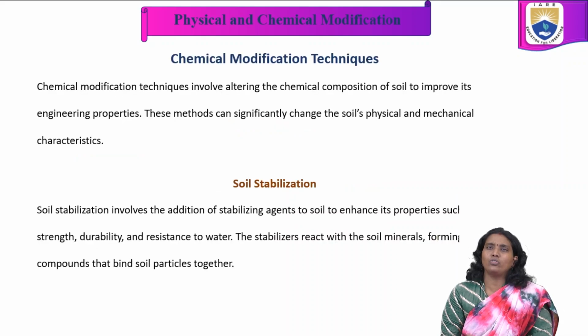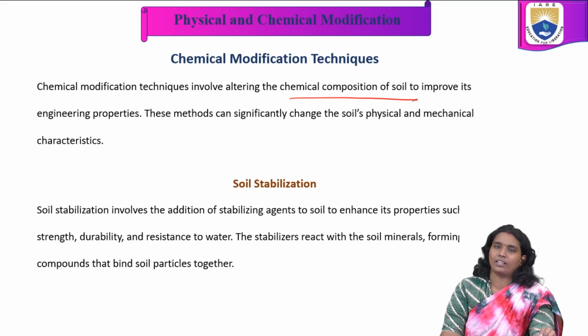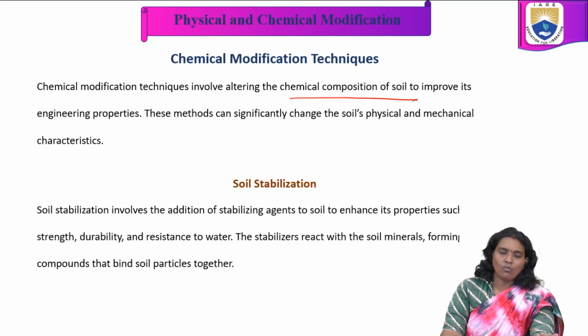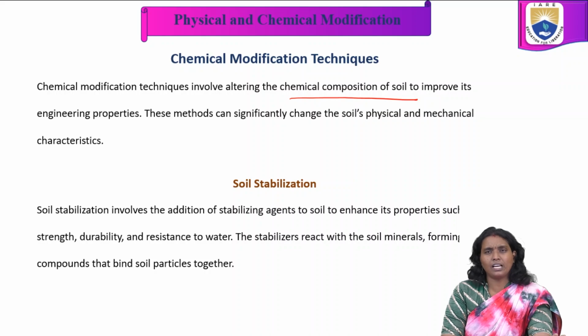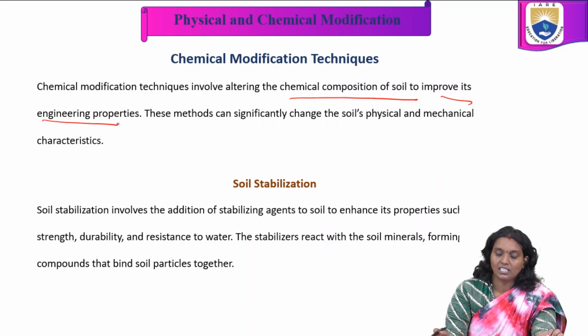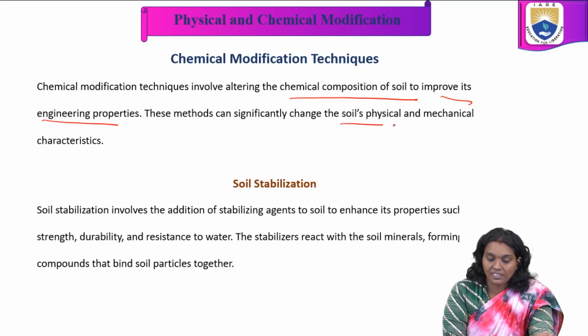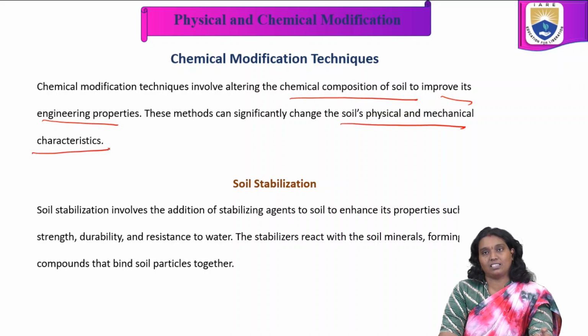Now let us move on to the chemical modification techniques. This involves altering the chemical composition of the soil. So till now we have been altering the physical properties of the soil. Now, coming to these chemical modification techniques, we are going to improve engineering properties. This method significantly changes the soil's physical and chemical characteristics.